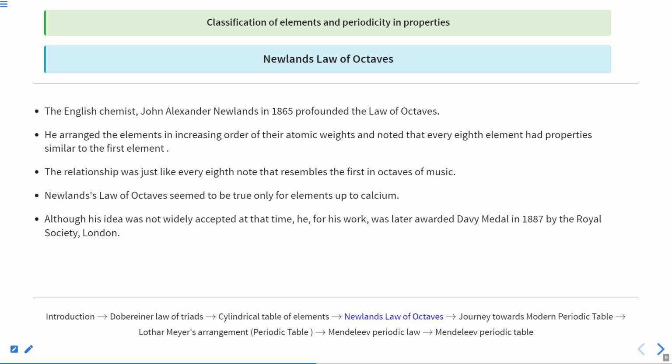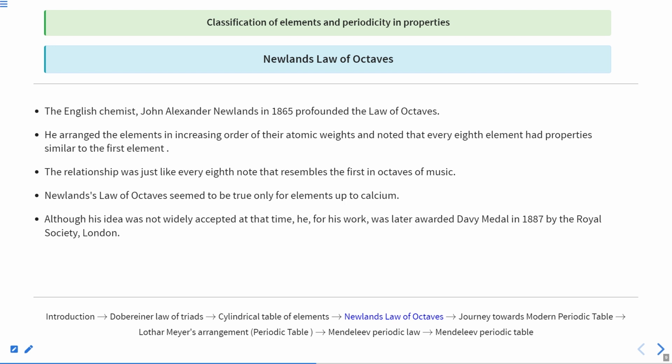He compared this relationship with the notes of music. In Indian culture we have sa re ga ma, that is the notes. Similarly, in Western culture we have a kind of octave. So he compared this trend to the octave of music, hence the law of octaves.